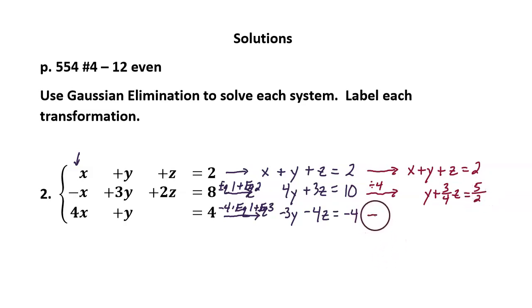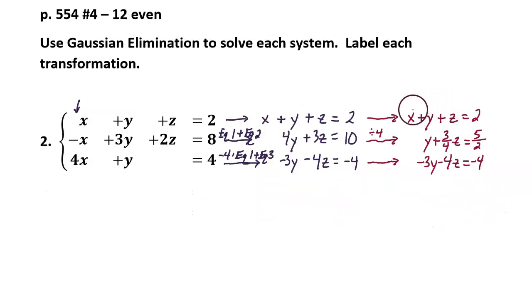For the third equation, I'm going to draw an arrow, and at this point in time, make no changes to it. Okay, over here on the right side is what our system looks like now. Again, we're trying to create row echelon form. So the next thing we want to accomplish is to eliminate this term.